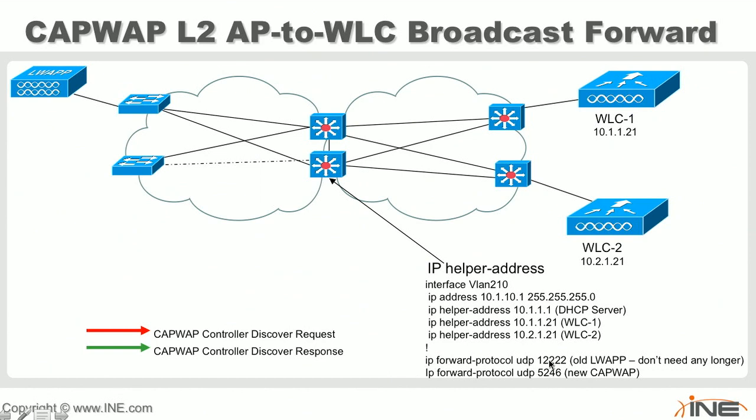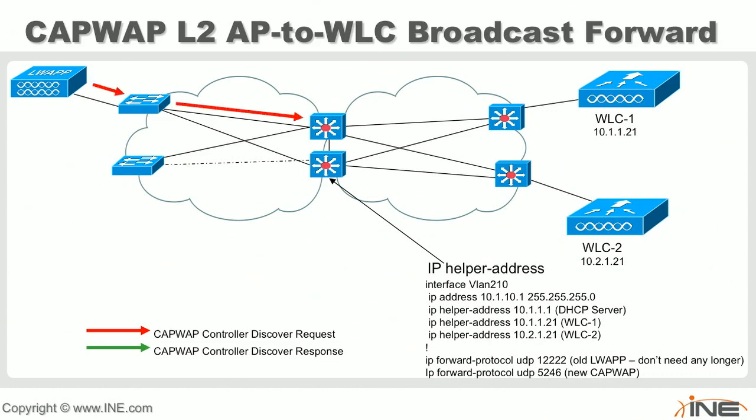So the old LWAP protocol was 12.222. We talked about how 12.222 and 12.223 were used for data and control. And IP forward protocol 52.46 and 47 were used for CAPWAP. So we need to make sure that we forward 52.46 for CAPWAP. We don't need the 12.222 any longer, unless we happen to have old APs trying to initially start up using old LWAP only firmware images. Then they'll still contact the controller, and the controller will basically update them with newer software, and they will use CAPWAP from there on out.